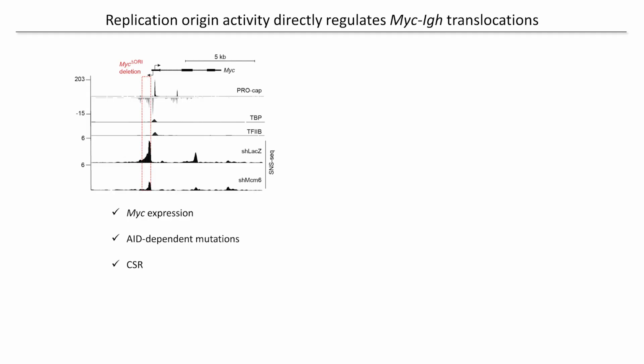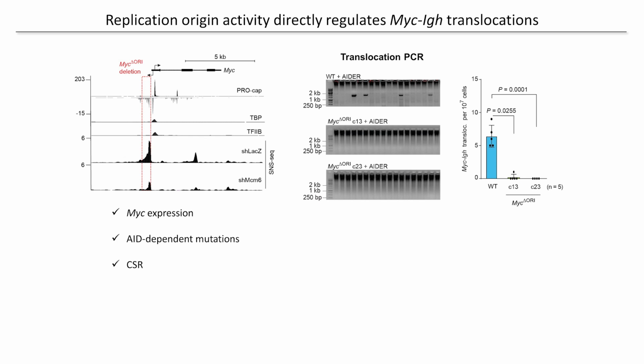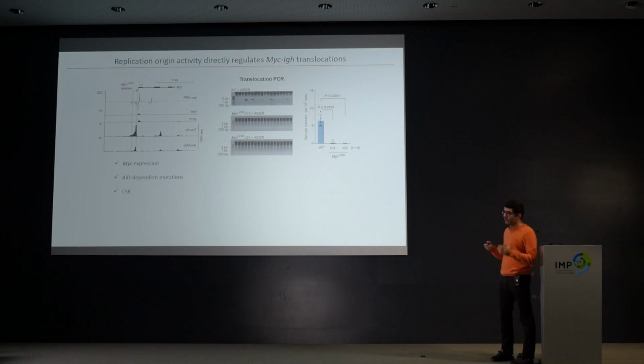And we generated multiple clones, and we checked them for MYC expression, for the mutations by AID in this intronic region, which is the hotspot for somatic mutation, and also for class switching in the clones. And all of this was normal, so that was good. We could then go ahead with the translocation experiment. And so we did the same translocation PCR, and we found this remarkable downregulation of translocation frequency in both of these, what I call the MYC delta origin or MYC delta ori clones, showing you that this origin was essentially directly contributing to the translocation of at least MYC-IGH.